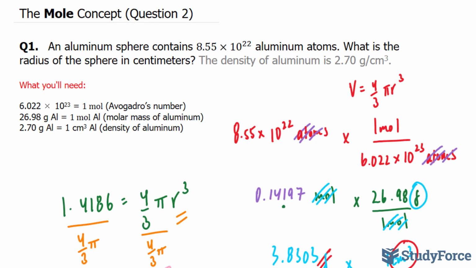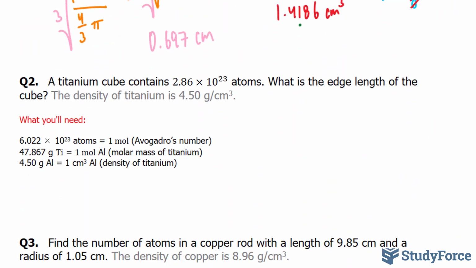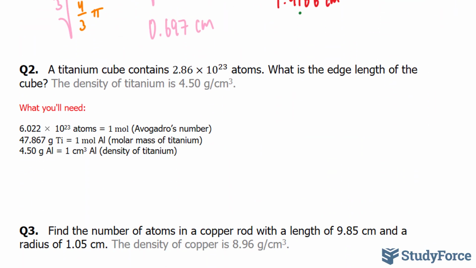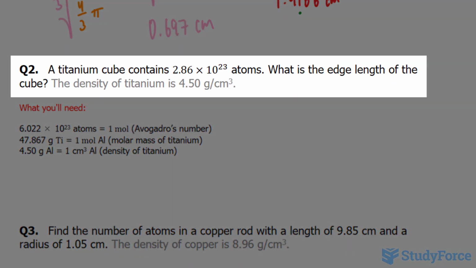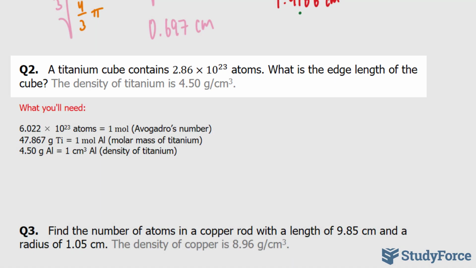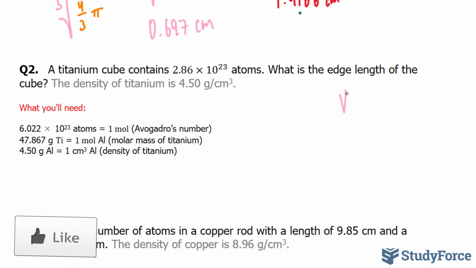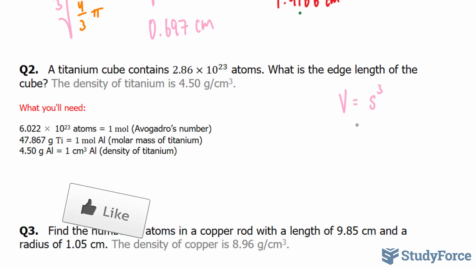In part 2 of this lesson, we'll continue answering where we left off, namely in question 2. A titanium cube contains 2.86 times 10 to the power of 23 atoms. What is the edge length of the cube? Let's start by writing out the formula for a cube. V is equal to s to the power of 3, where s represents the length, width, and height.